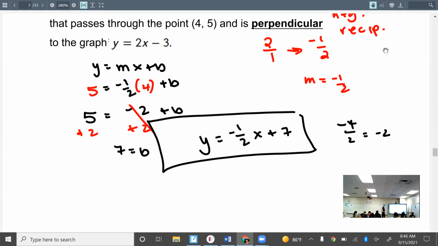This time we need to add 2 to both sides to make the b by itself. So it was a -2. And then 5 plus 2 is 7. Put it together, that's our answer. Any questions? All right.